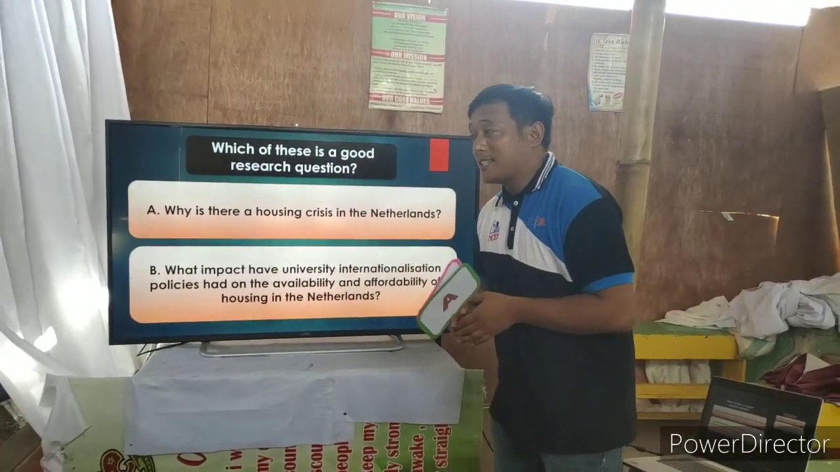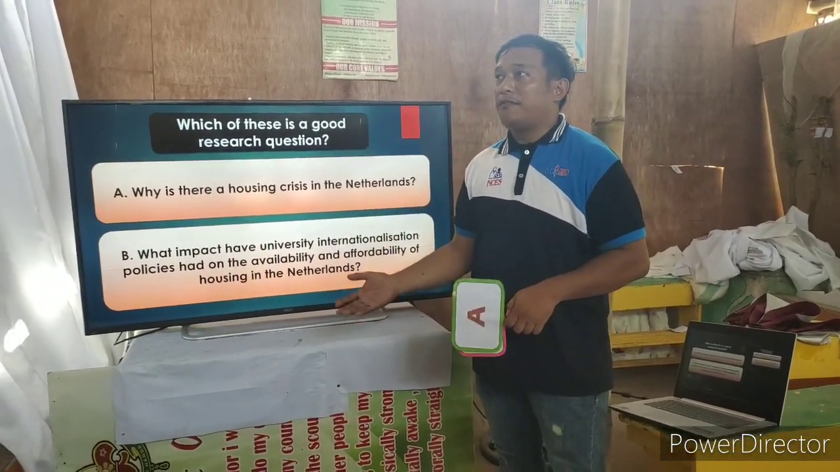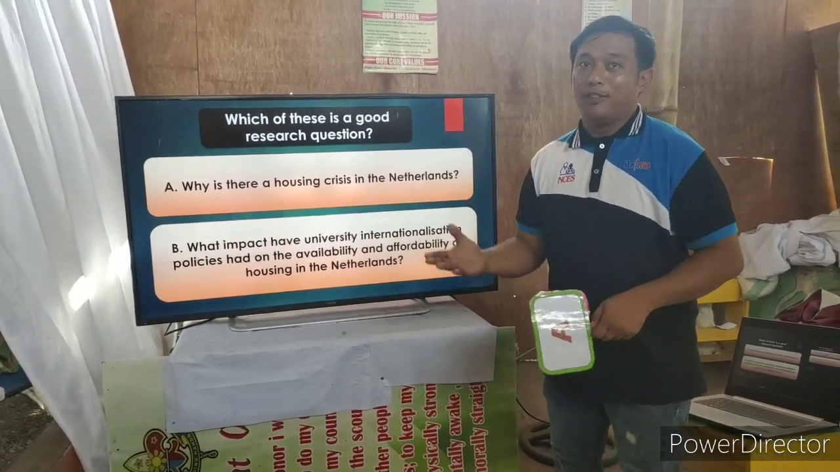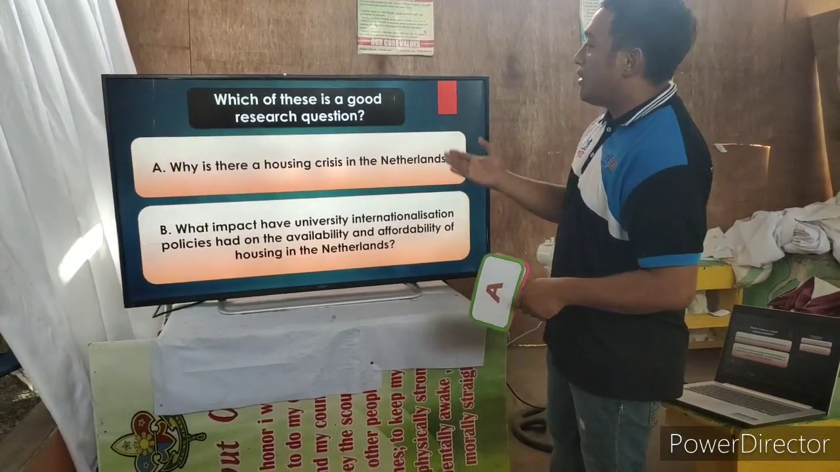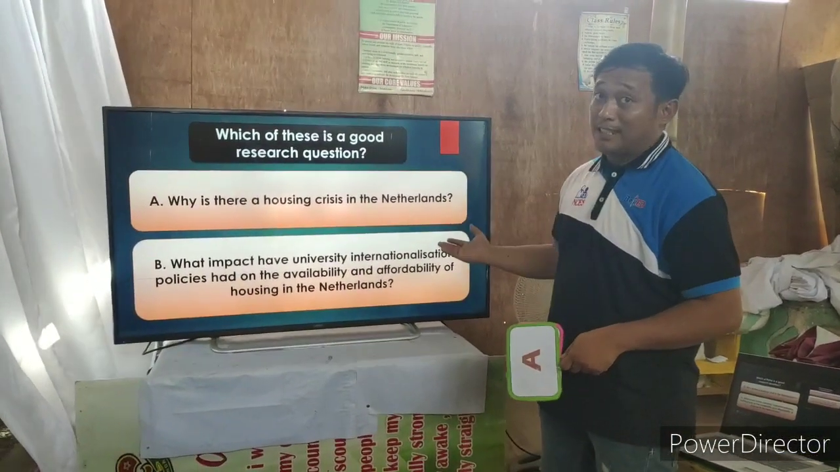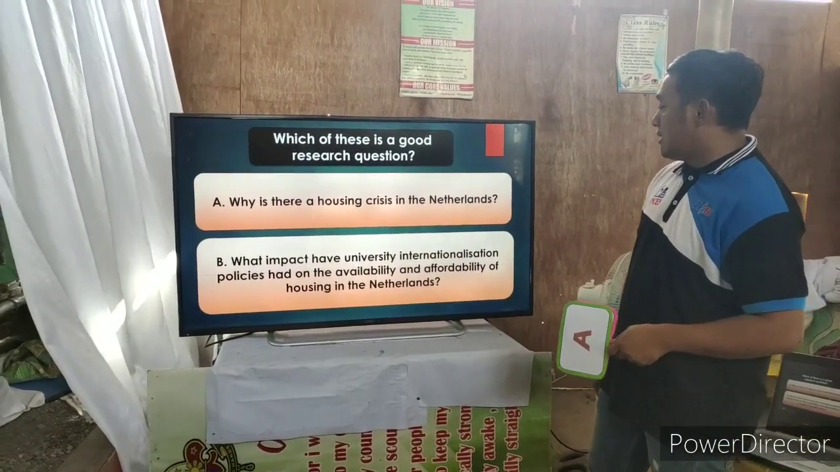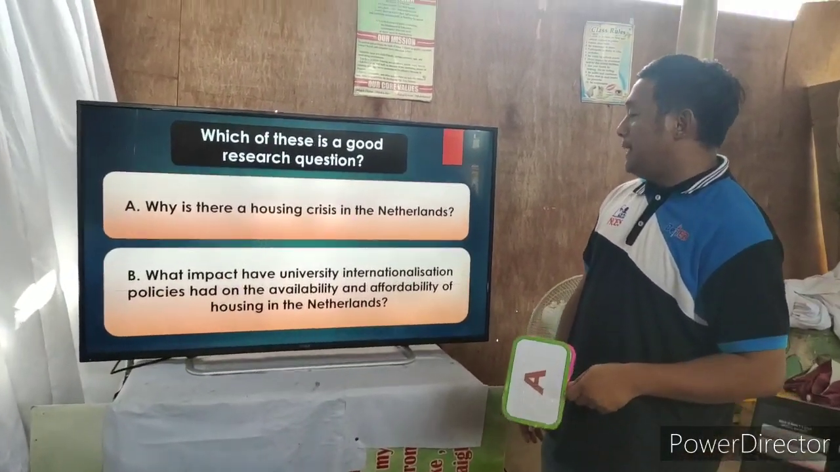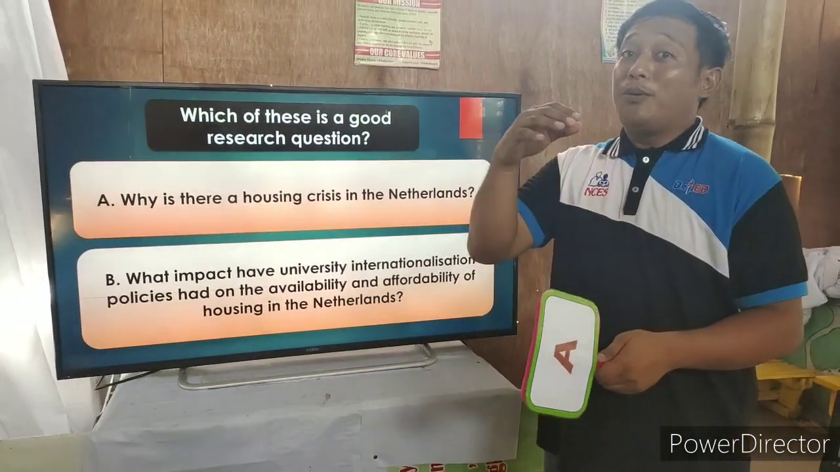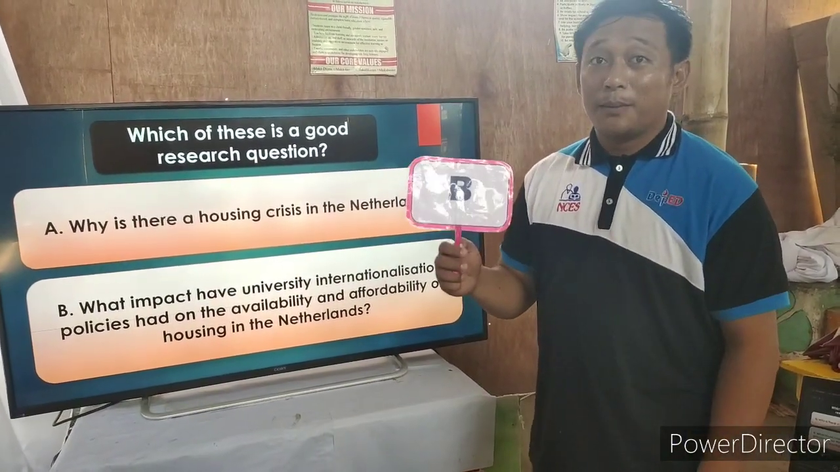So, hello guys. We have here some questions. Let's find out which of the questions are good questions for our research. So, we have here letter A, why is there a housing crisis in the Netherlands? B, what impact have university internationalization policies had on the availability and affordability of housing in the Netherlands? So, what is your answer? The answer is letter B.